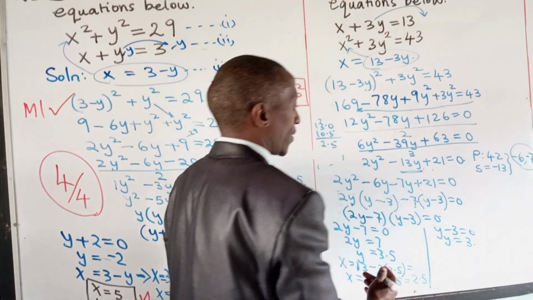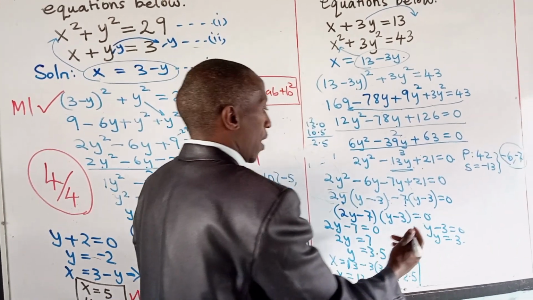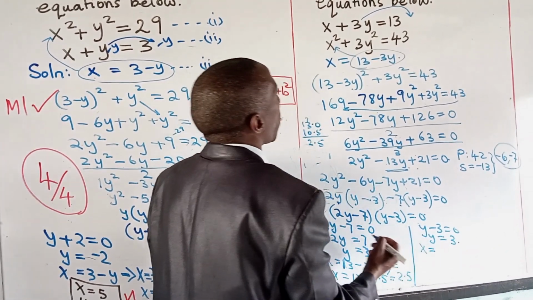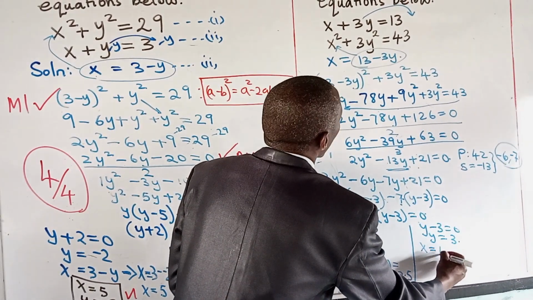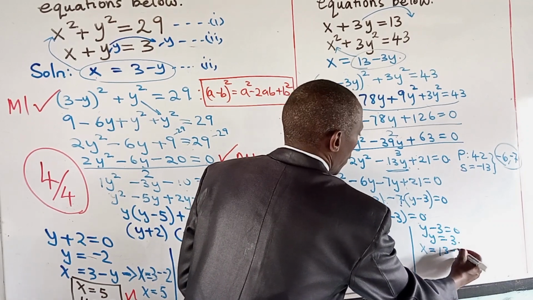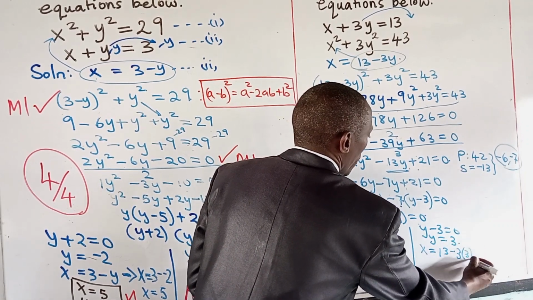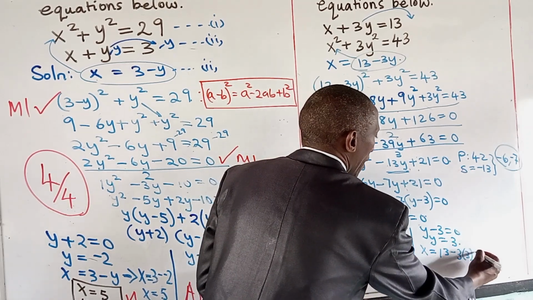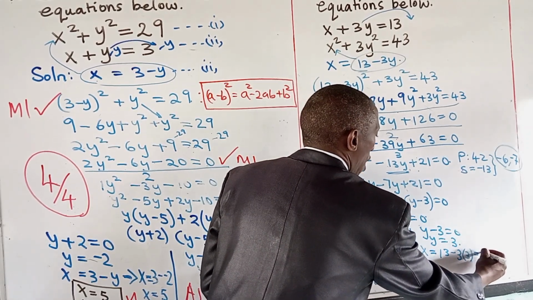Let's come to this other part. If y is equal to 3, then what is the value of x? X is equal to 13 minus 3 multiplied by that 3. So we are getting, this is 13 minus 9, and that comes to be a 4.